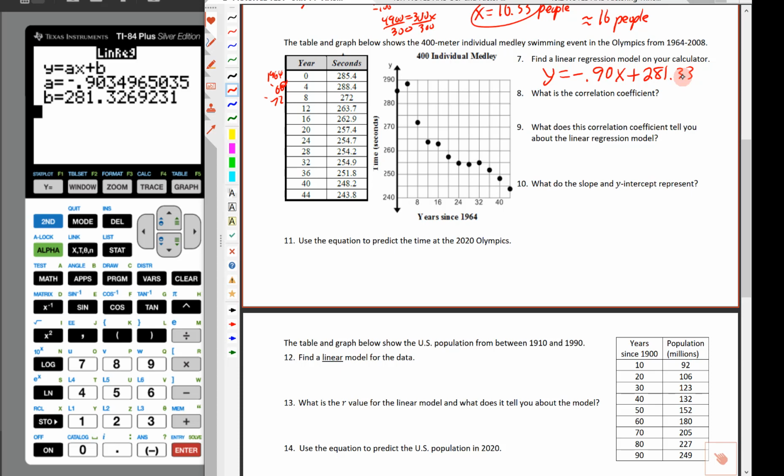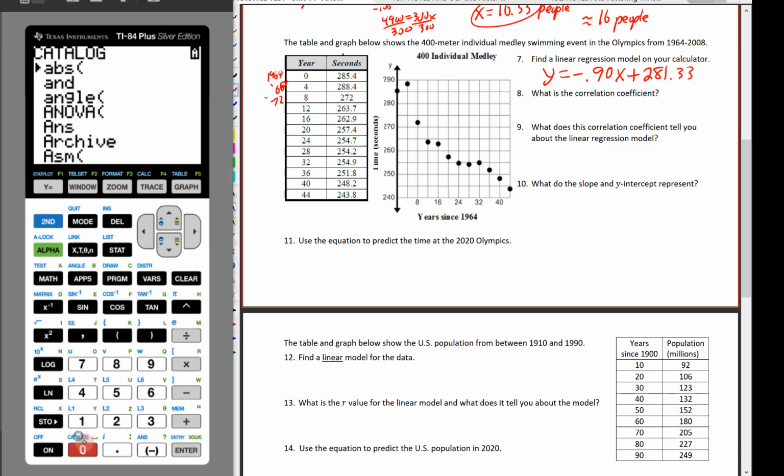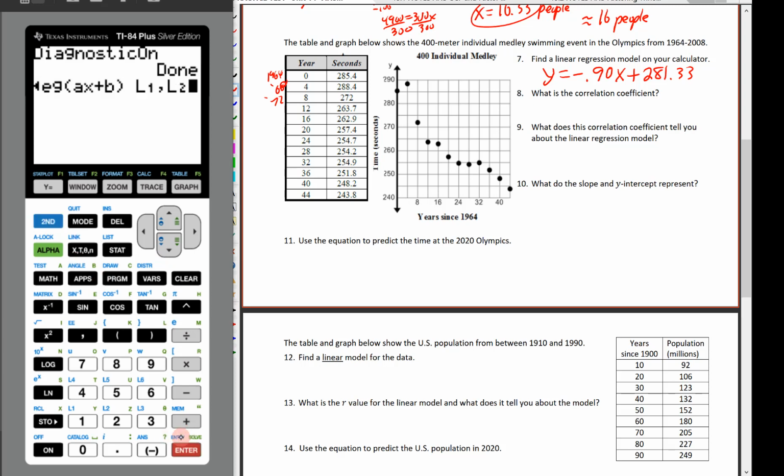Now again, I don't have the diagnostics set up on this one, so I'll go ahead and turn those on and we'll check that again really quickly. So I'm going to hit second and catalog. I'm going to hit the D, come down here, and we're going to hit the diagnostics on and hit enter, so it actually performs that. I'm going to hit second recall a couple of times, so notice that this calculator, it'll tell you that you're actually using L1 and L2.